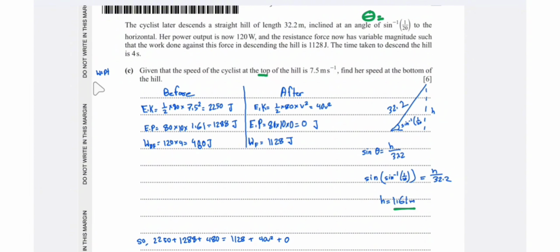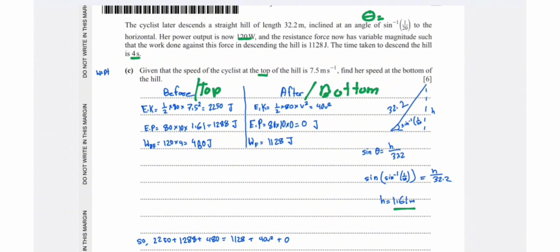And what is the driving force? Work done by driving force. We know that work done is equal to power into time. Power is equal to work done per unit time, or energy per unit time. So work done would be power into time. We have been given the value of power as 120, and the time is 4 seconds. So power into time is 480 joules. This is for the before, that means at the top. So top or before, and after or bottom.